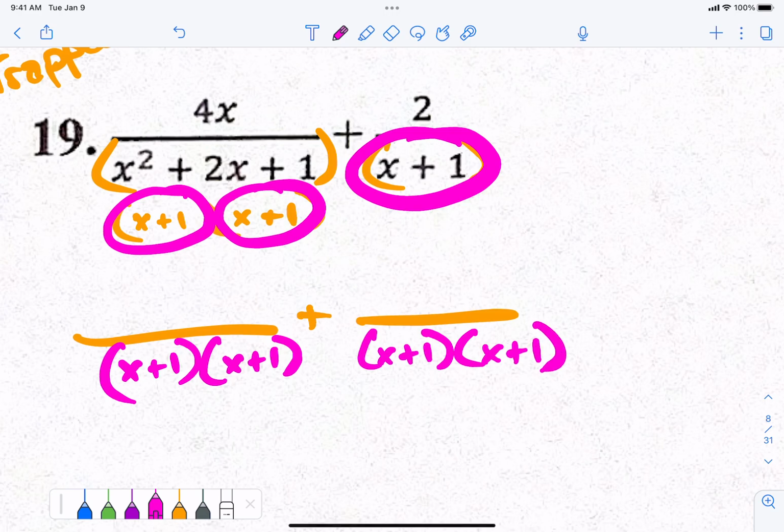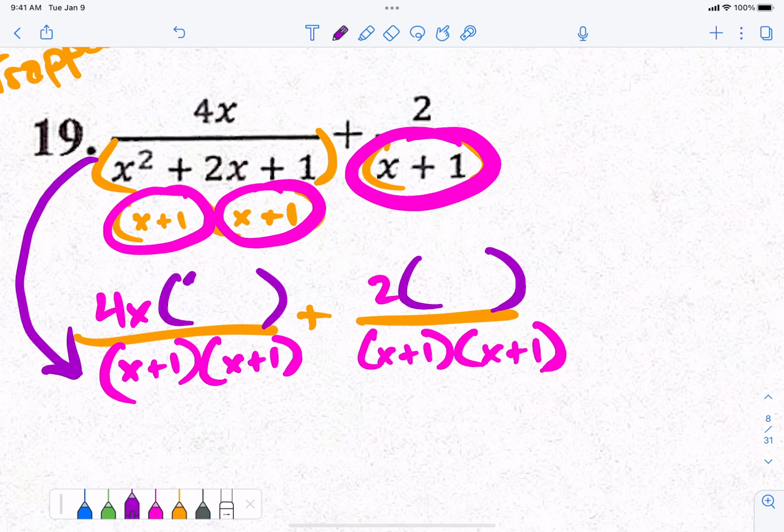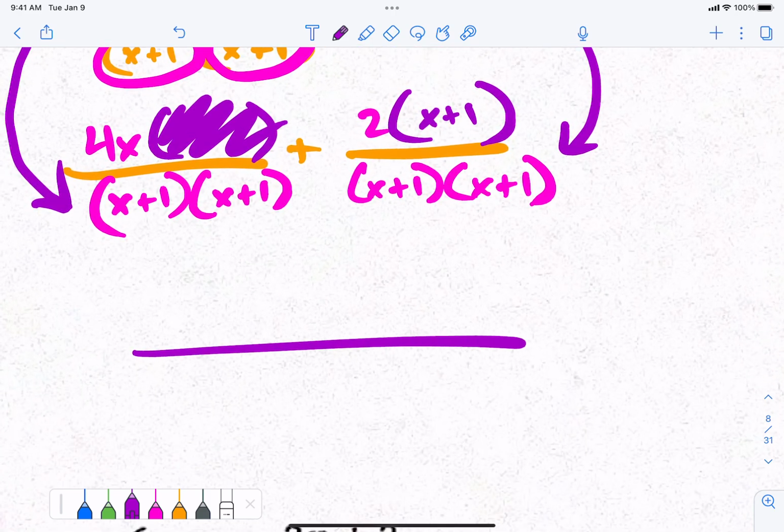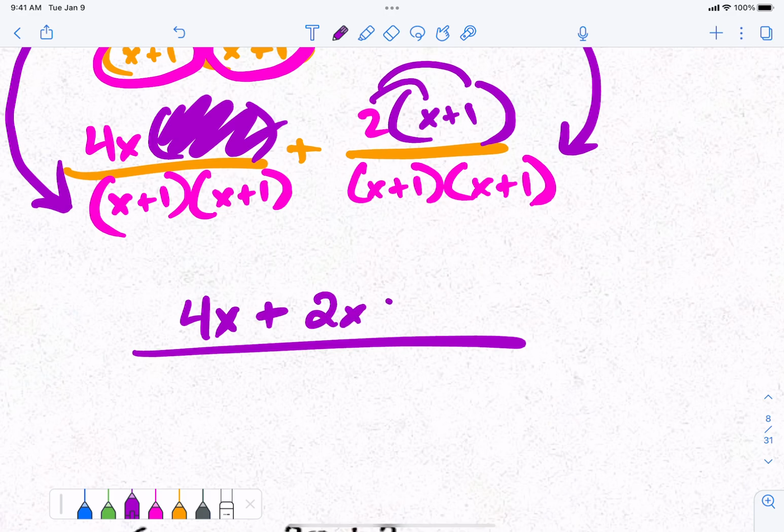That's my least common multiple. Here we're adding, so we don't need to do the plus minus thing. I've just got 4x and 2. All right, what he needs. The first one, nothing. He doesn't need anything, so we're going to cross him off. The second one, what does the 2 need? X plus 1. He needs another x plus 1. Am I going too fast? No. Okay, so the top, I've got 4x plus, distribute your 2 through, 2x plus 2, okay? And then on the bottom is x plus 1, right?